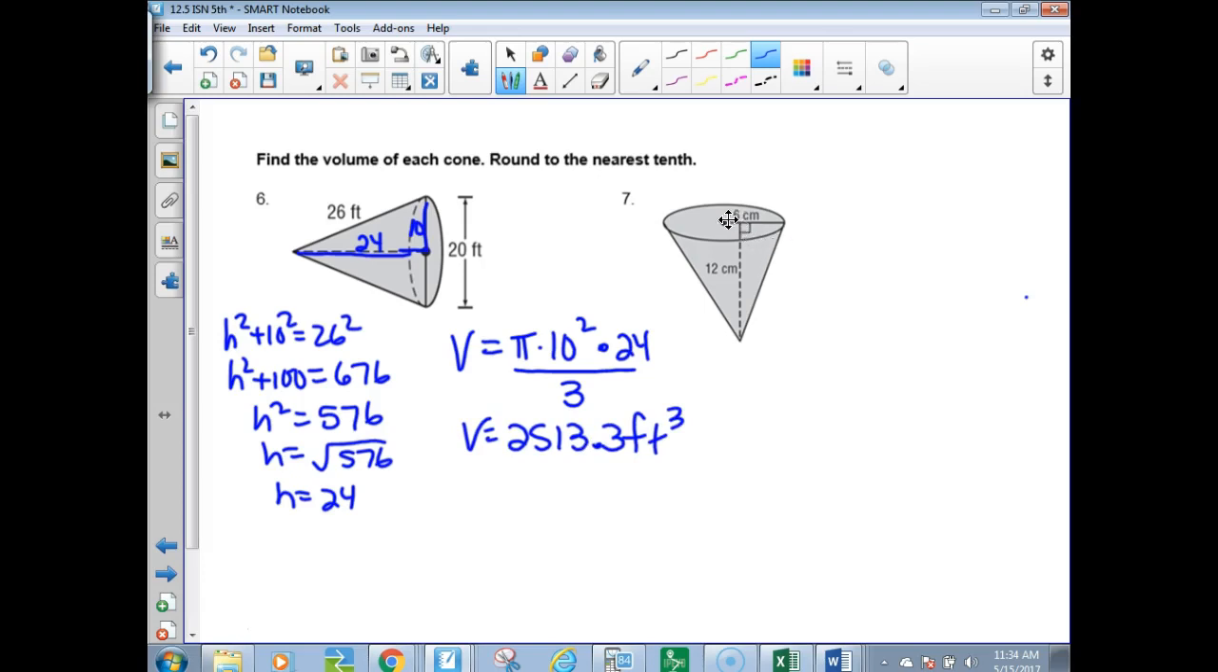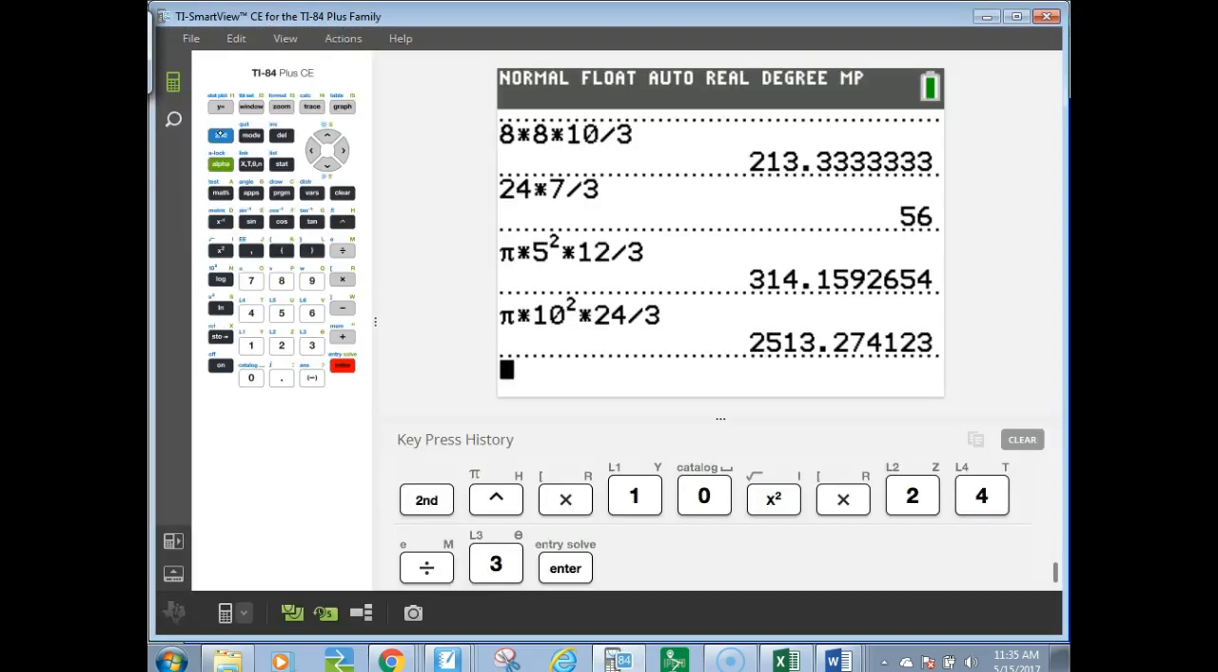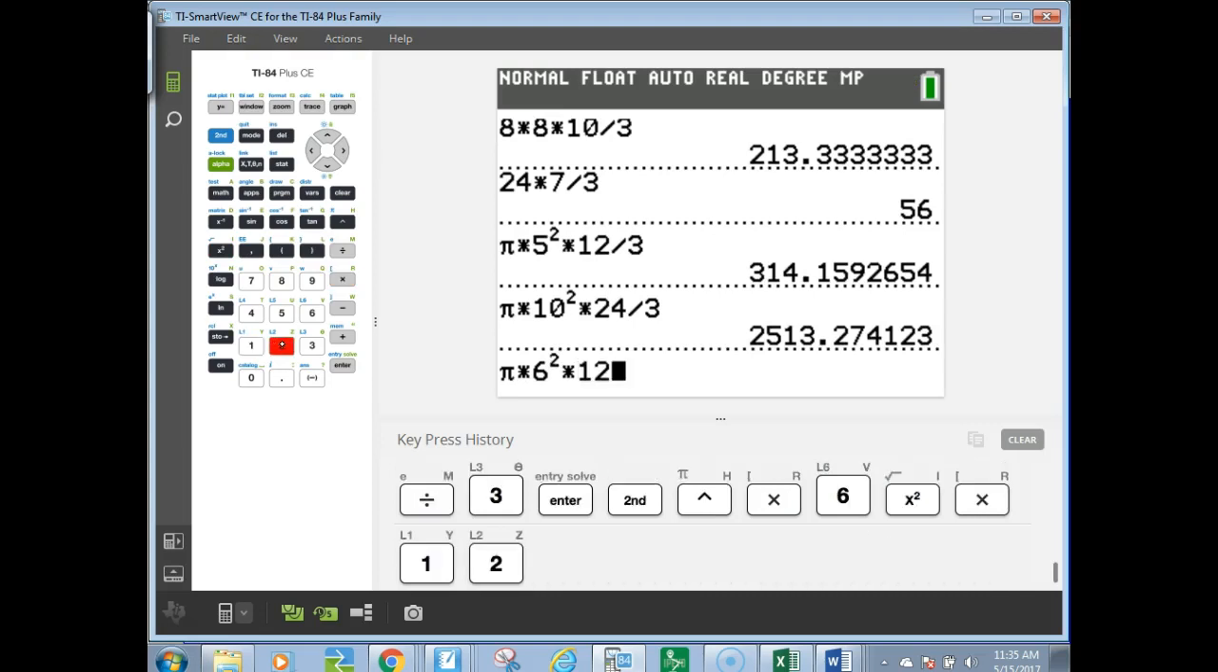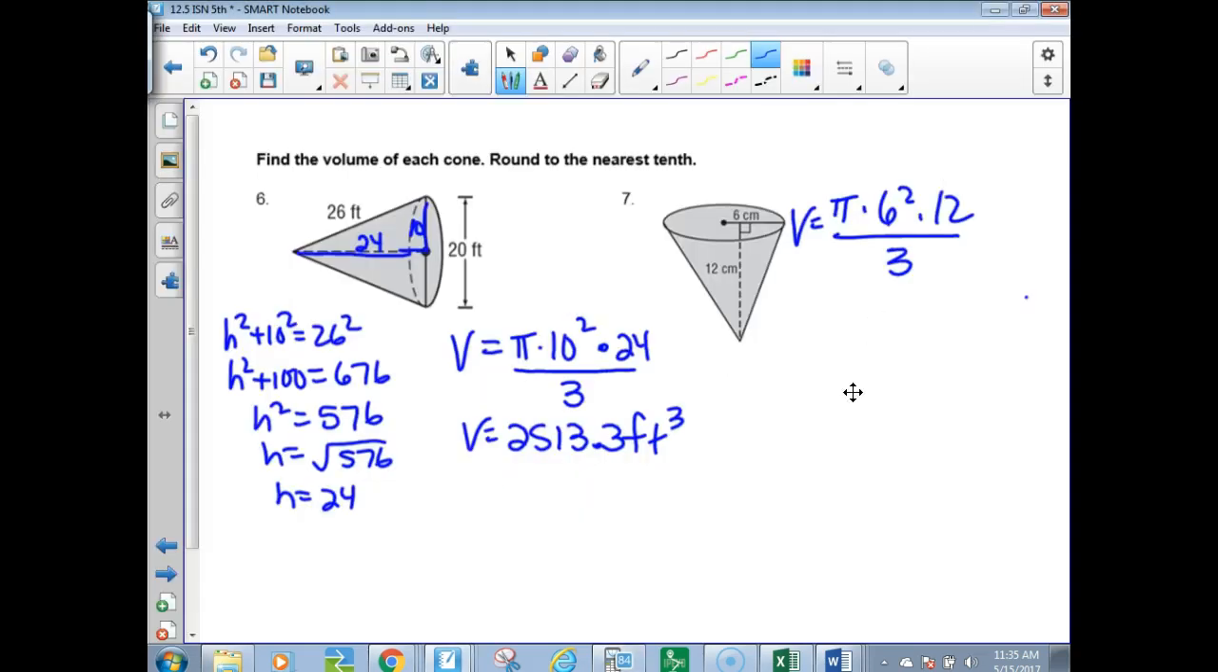cubic feet. And then this is just an oblique cone. Don't worry about that. You still do it exactly the same. It's showing the height to be 12. Pi times 6 squared times 12 divided by 3. Okay, 452.4 cubic centimeters. And again, that's just good for your study guide to have those ISNs. You won't be using that whole thing on the final. You will only be able to use your formula sheet.